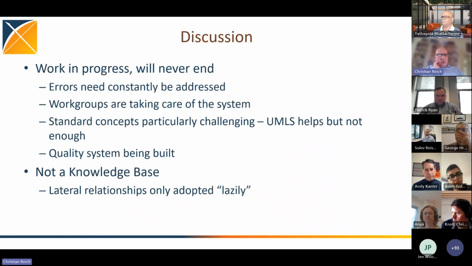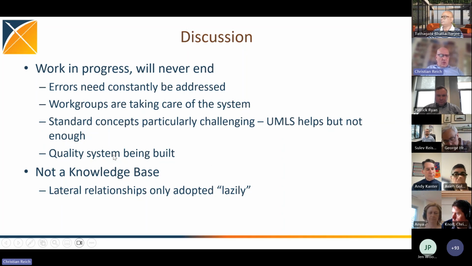In the discussion, mostly what we said is that this is a work in progress, which will never end. All of these vocabularies are in constant flux. We have to constantly go after the problems, which of course we invite the community to keep doing. It's very gratifying that the community does that, even though sometimes you may think it annoys us. It doesn't. The standardization of concepts, picking one that is really one thing and mapping everything else into it, is what presents the most challenge. And the quality system is in construction to make this more reliable over time.